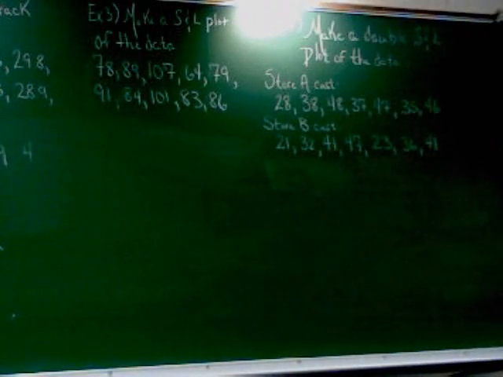Okay, example 3, we're making just another stem and leaf plot. Numbers in this one: 78, 89, 107, 64, 79, 91, 84, 101, 83, and 86.